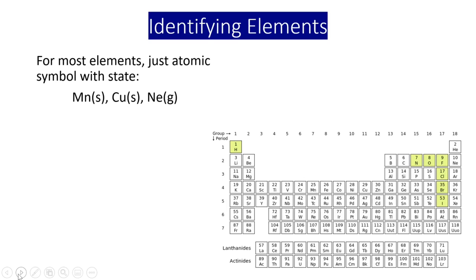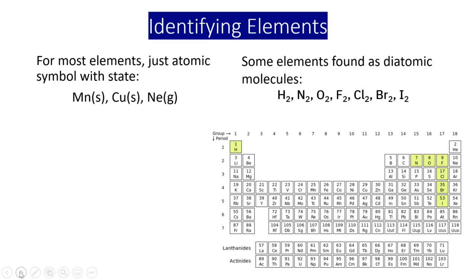You will need to know how to recognize an element. Most elements are simply represented as their atomic symbol. But for 7 of the elements on the periodic table, and a couple more that we won't go into, the elements are found as molecules in their elemental state. We call these the diatomic molecules. There are 7 of them, which you, unfortunately, will have to memorize.